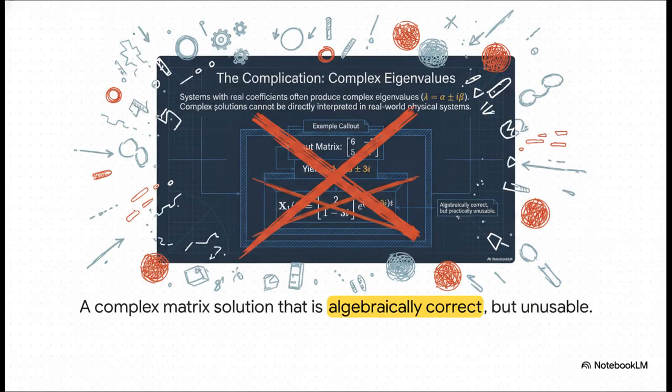So the crucial point is that a system can fail us, practically, even if the math totally holds up. If an input matrix yields a complex eigenvalue, like say 5 ± 3i, and we plug that into our exponential solution format, it's algebraically correct. The math completely works out on paper. But practically, it is entirely unusable. We absolutely cannot have an imaginary number sitting in the exponential of a physical system state vector. The system is essentially broken at this point.